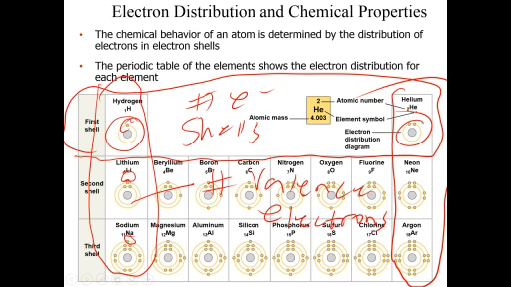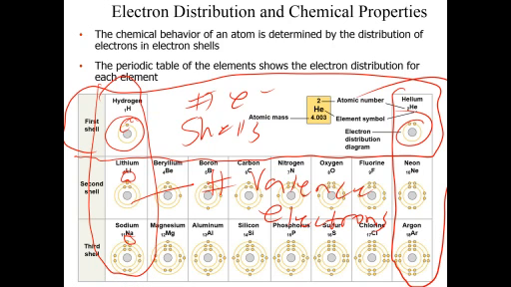Going back to the point I made earlier, the reactivity is determined by the number of valence electrons. So if you have vacancies, if you have unpaired electrons in the outermost shell, those atoms are going to try and interact with other atoms to fill their valence shell. Since these are inert, they already have a full valence shell, they don't react with other elements.